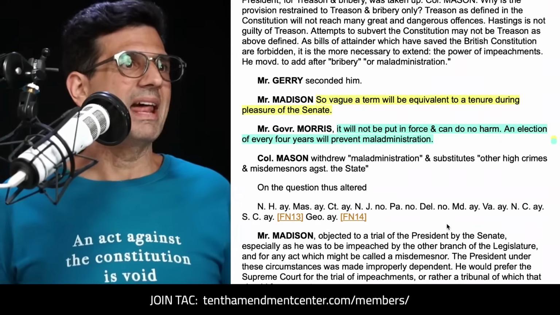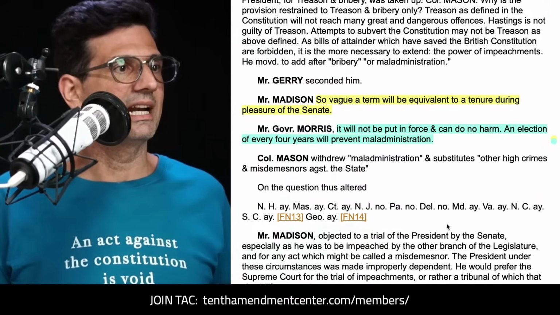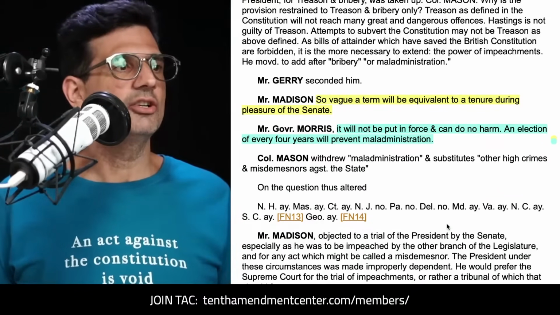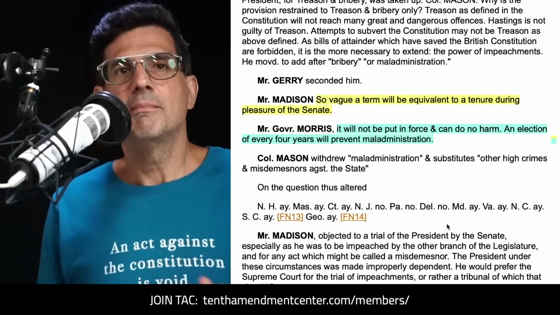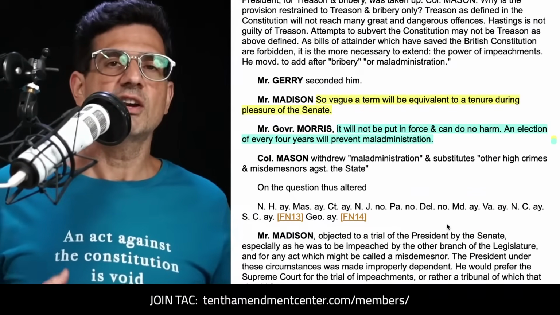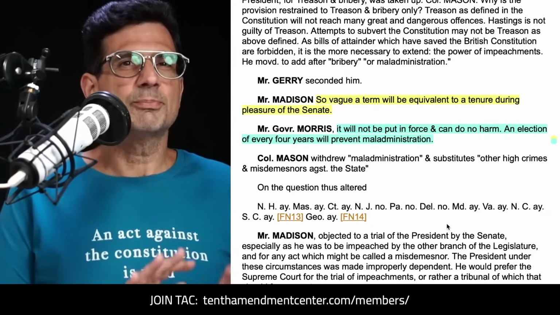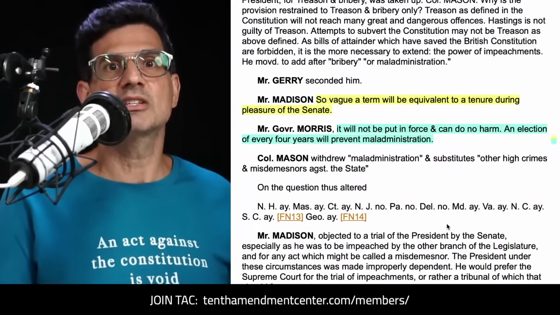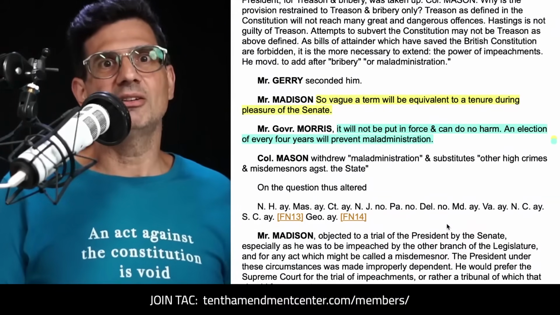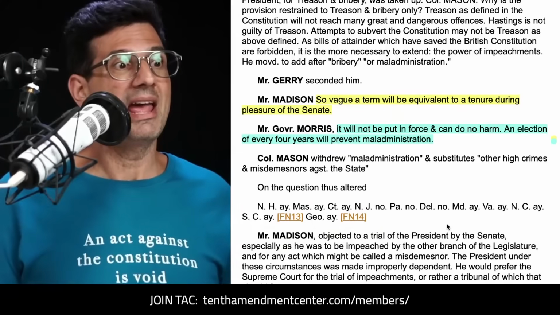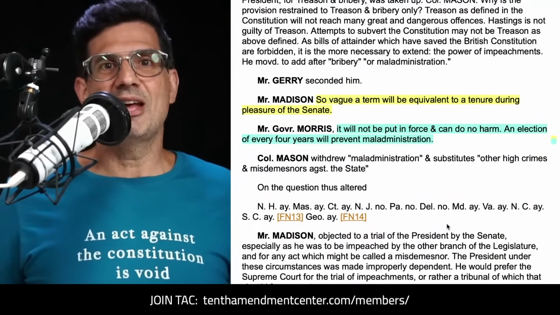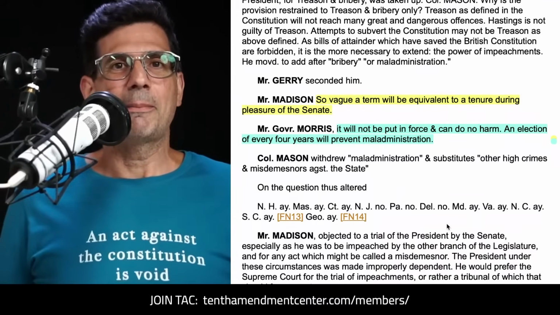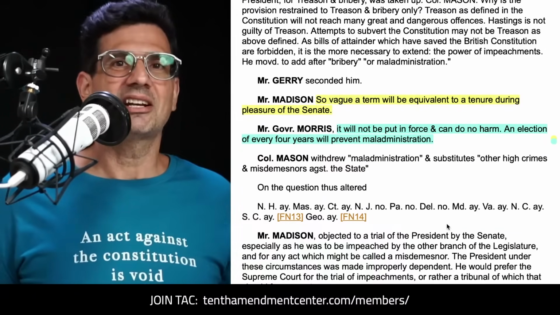But here, from Madison's notes, again, this is September 8th, 1787: "So vague a term will be equivalent to a tenure during the pleasure of the Senate." So Madison's concern here, the father of the Constitution, was that if you just said specifically for maladministration, rather than understanding high crimes and misdemeanors was a type of maladministration that was really, really bad, if you just had for any maladministration, it would be used as a political weapon, and the executive branch would definitely not be independent, would just be basically a tool of the Senate.